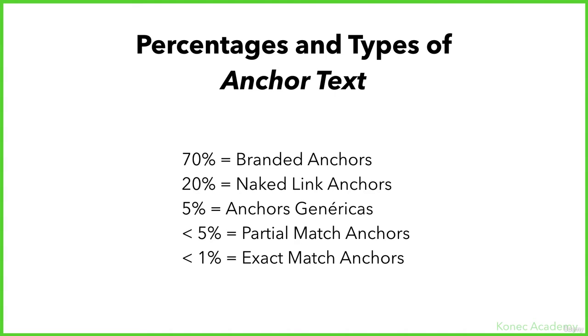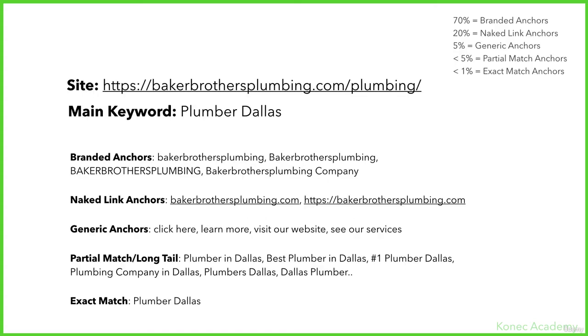Now, it's important to know where to use each. That's what I'll cover later on. So let's say your site is bakerbrothers.plumbing.com. I think this is an actual site. I just wrote Plumber Dallas in Google, and this was the one that appeared. I'm not in any way affiliated with them, but let's say that's your site. So your main keyword would be Plumber Dallas, because you're a plumbing company in Dallas, and that's the keyword that has the highest search volume in that niche.